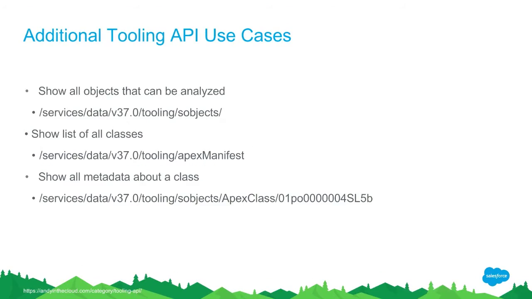So that's one thing we can do with the tooling API, is create code using code. Some of the other things we can do are right here. And we can make some calls I'm going to show you here in a second in Workbench to the tooling API and generate a list of all the different objects we can operate on. I'm going to make a call to Apex manifest. It's going to give us a list of all the classes in our org, including inner classes. And then I'm going to drill down into one of the classes and construct a symbol table for you and show you what that looks like.